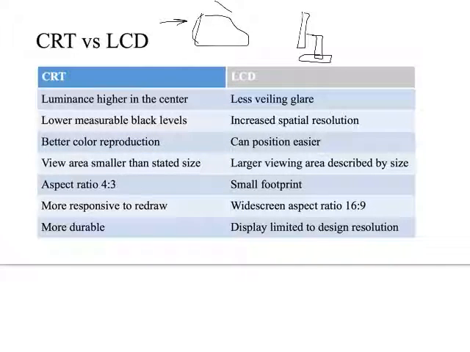So this one over here is going to be pretty heavy. It's got an actual electron gun inside that's producing the images, whereas this one, like we've discussed, is using just some thin film polarized glass. So the difference between these two is that luminance is actually going to be higher in the center for the CRT, and so that's going to mean it's less uniformly bright. Whereas LCD is uniformly bright, and it also tends to maintain a uniform sharpness of detail.